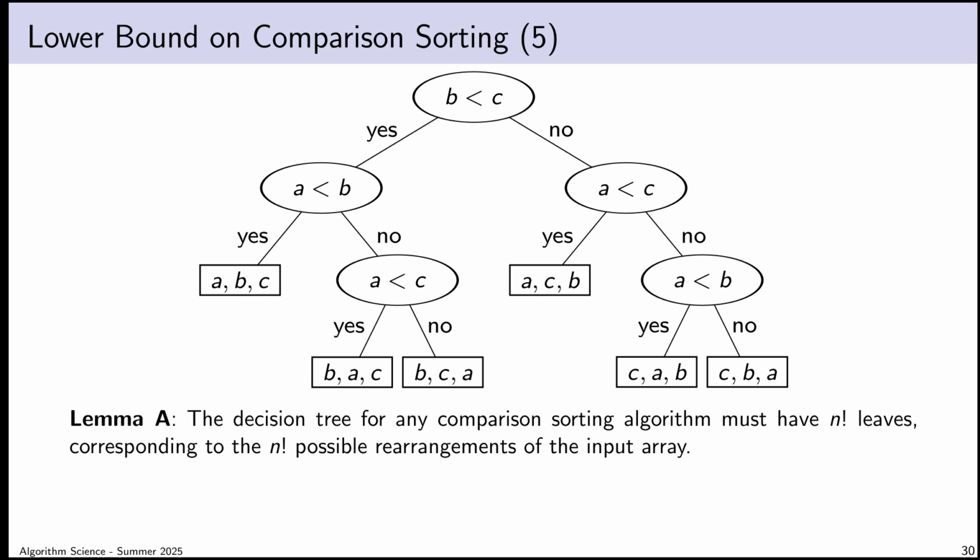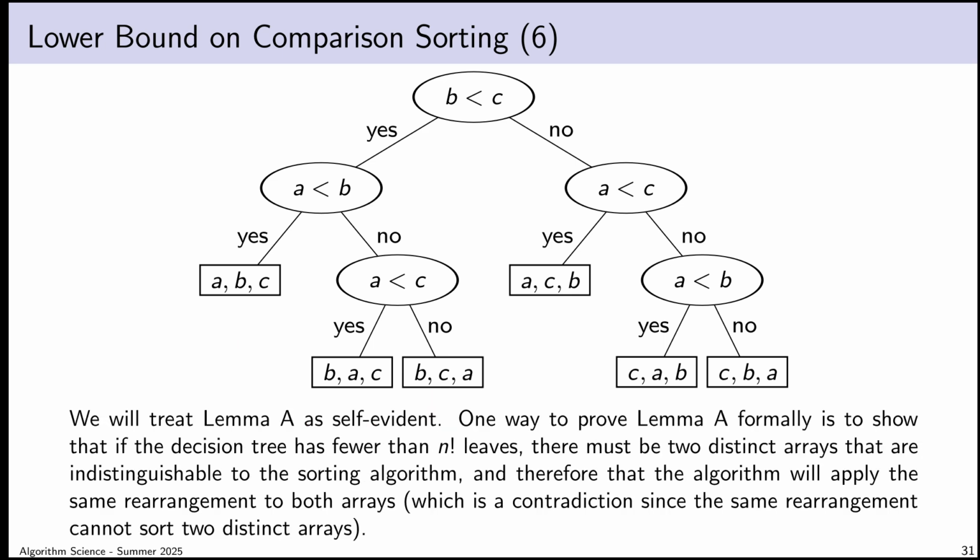Okay, lemma A. The decision tree for any comparison sorting algorithm must have n factorial leaves because there are n factorial different possible sorted orderings. If I know nothing about my input, there are n factorial different rearrangements that could be necessary depending on the properties of the input. Because I've already talked about that at great length in several different ways, we're not going to bother with a formal proof of it.